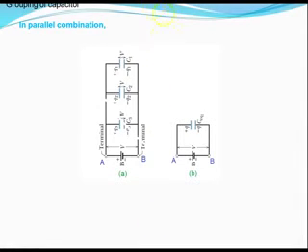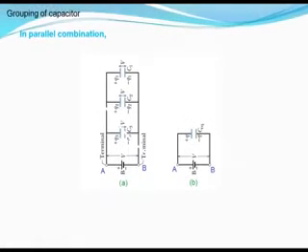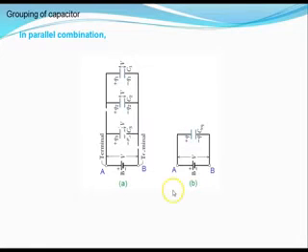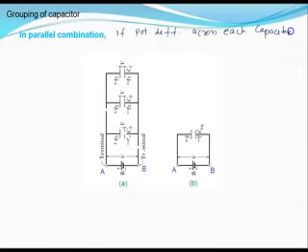Now I will discuss the connection of capacitors in parallel. So I write, capacitors are said to be connected in parallel combination if the potential difference across each capacitor is the same, because they are connected to the same positive and negative end.